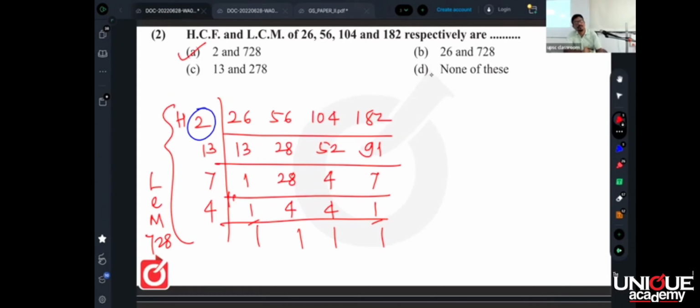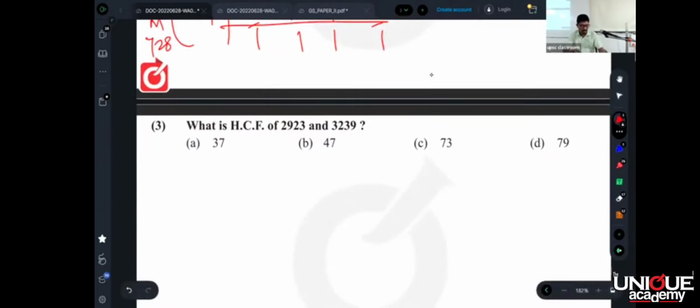So after getting the HCF, whichever sequence you use to divide the given numbers by prime numbers, it doesn't matter what the sequence is. You should only have correct calculations. Okay. So the answer of this question number 2 is option A. Now, the third question.